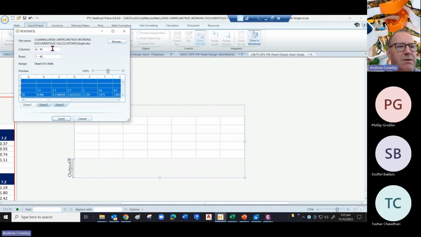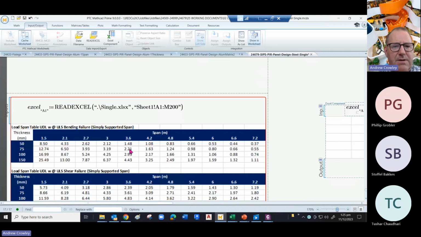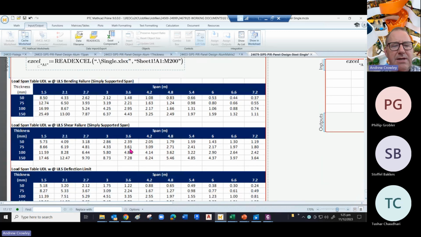You can choose which columns and which rows to take. It has automatically picked the ones that are populated at the moment, and even which sheets. And then you can insert that. In this case, it's put the full line in there, and it should populate that. Because it's probably busy, it won't. So I'll come back to one I prepared earlier. So it's populated the Excel sheet into the Mathcad.